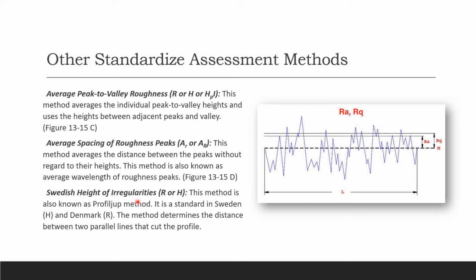Okay, Swedish height of irregularities is your R or H, and this method is also known as profile depth. The method is kind of difficult to pronounce, but we usually call it R or H. It's just a standard in Sweden and Denmark, so they have their own language and terms. The method determines the distance between two parallel lines that cut the profile. Most of these methods are going to produce a similar graph like that, and the only thing that is different is whether you are taking the peaks or the valleys, or the peak and valley. So those are the differences.